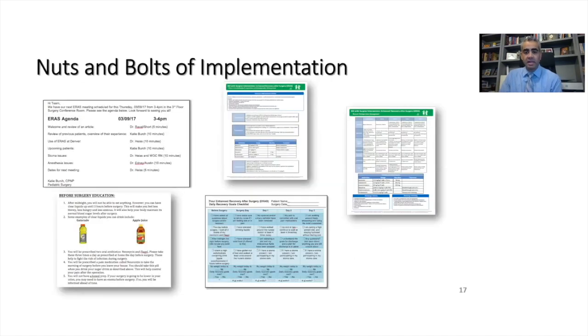One of the things that we can take away from this body of work that is emerging and growing in our field is that we have a lot of nuts and bolts to implementation and successful implementation. And these are tools that are things like patient-facing materials for education or order sets and things along those lines to really empower our patients and their families.